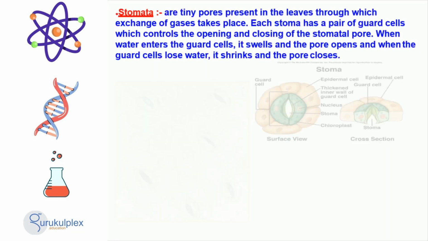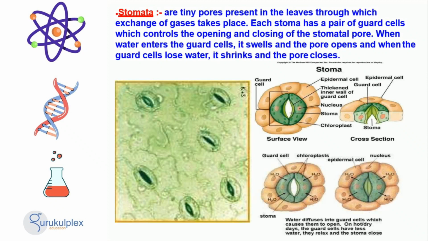Stomata are found in leaves, allowing for the exchange of gases between the plant and its environment. They are each surrounded by two guard cells, which regulate the size of the stomatal pore. When the guard cells absorb water, they swell and the pore opens, and when they lose water, they contract and the pore closes.